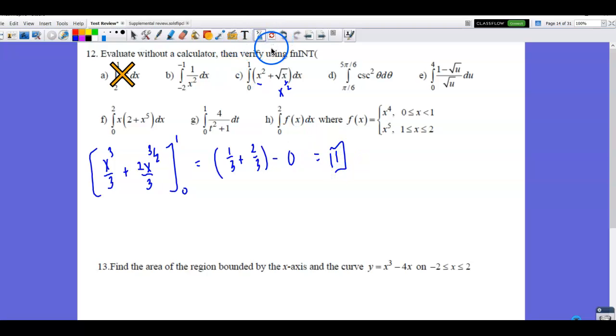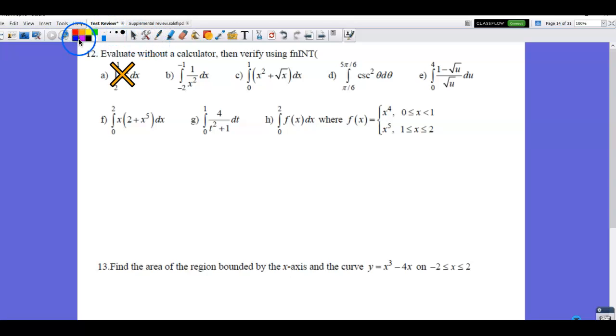Letter D, I have to think trig. So clear annotations, please. Letter D. The antiderivative of cosecant squared theta, first of all, we have to get that negative back, so that's going to be negative cotangent theta, make sure you use the right variable, from pi over 6 to 5 pi over 6.